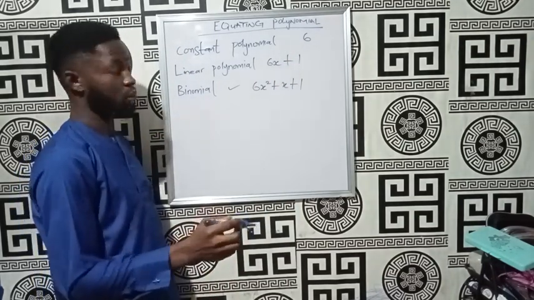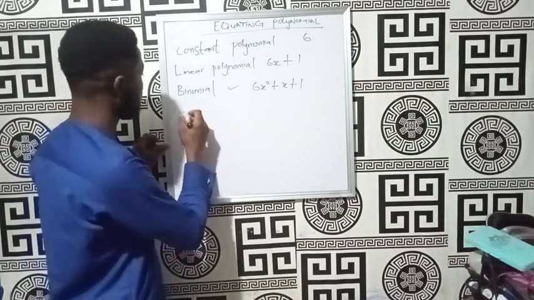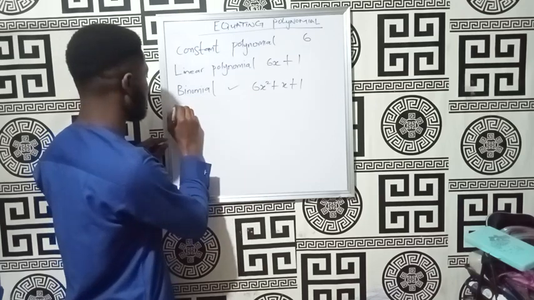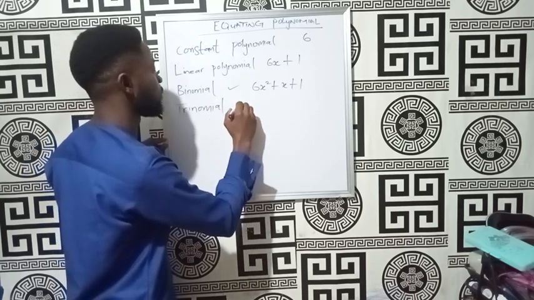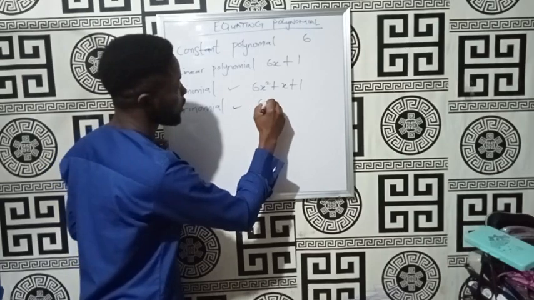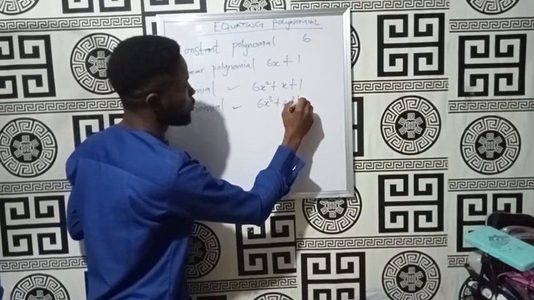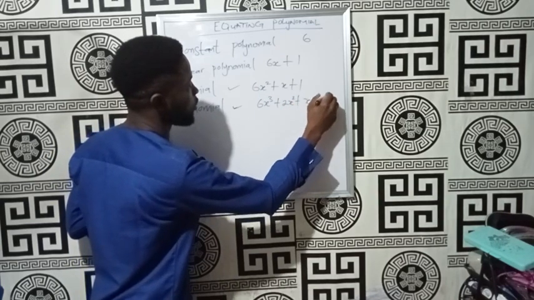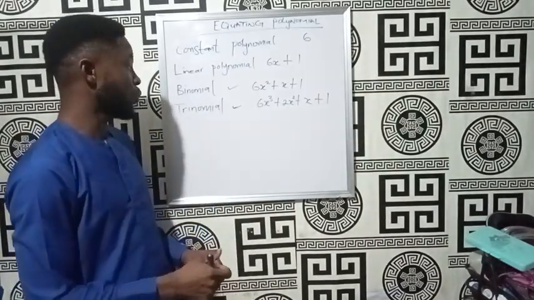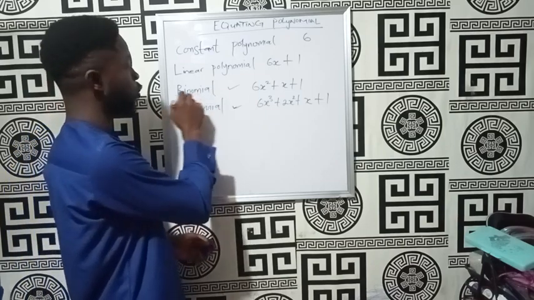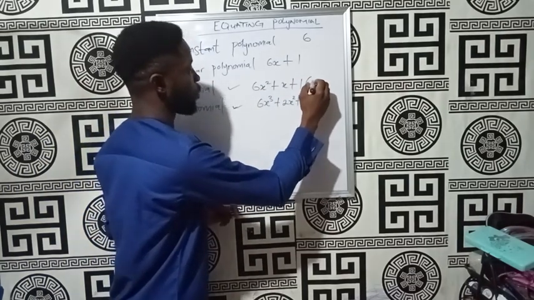We have another type called the trinomial, where the power is raised to the power of 3. That will be 6x raised to the power of 3 plus, let's say, 2x raised to the power of 2 plus x plus 1. This is how we go until you get to the quadratic polynomial. The binomial of degree 2 is also known as a quadratic.